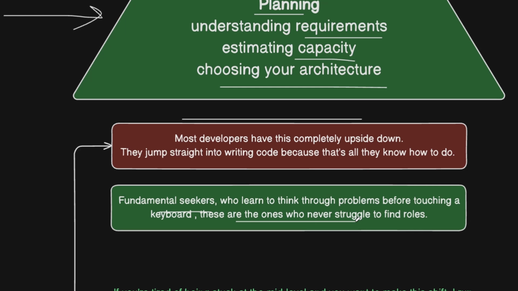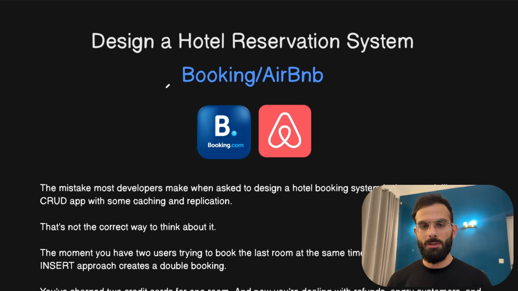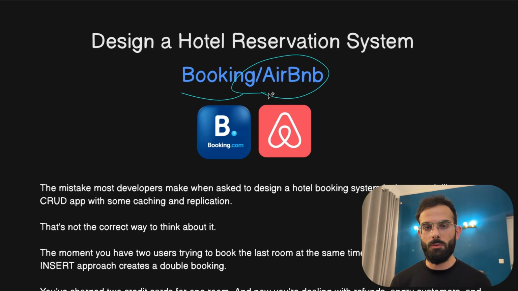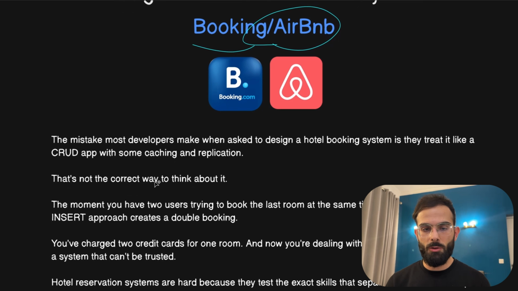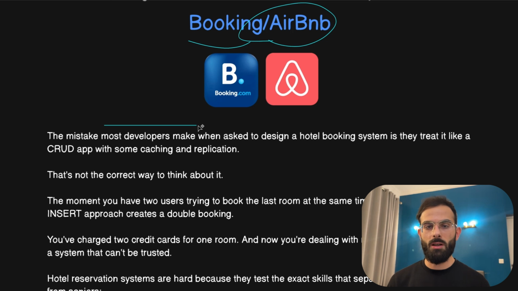Let's design a hotel reservation system similar to Booking.com or Airbnb, which is a typical system design interview problem. The mistake that most developers make here is that when they are asked to design such a system, they treat it like a typical CRUD application with some caching and replication for availability. But that's not the correct way to think about it.